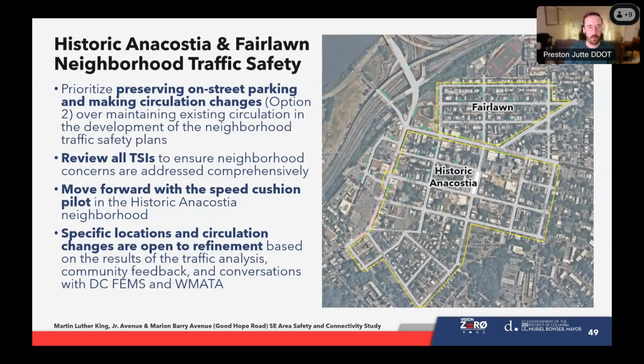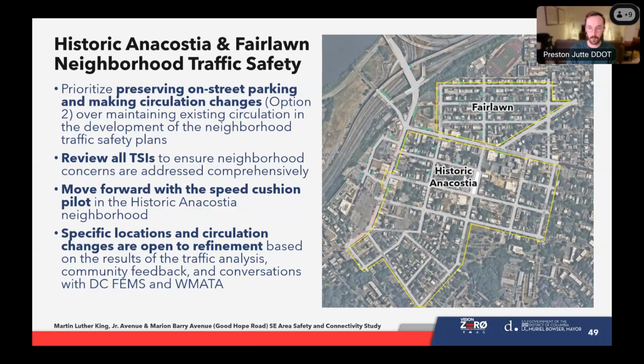All right, summarizing what I talked about earlier, what we heard loud and clear in the neighborhood portions of this: preserve on-street parking by making circulation changes. It was very clear to us from the feedback we've heard from the community advisory group, from the one-on-one conversations, that that is the preferred approach. Making sure we address all existing traffic safety inputs and existing safety concerns, which was what we started with, actually. Move forward with the speed cushions. We heard great support from the fire department. They're really excited about hopefully moving forward with those speed cushions.